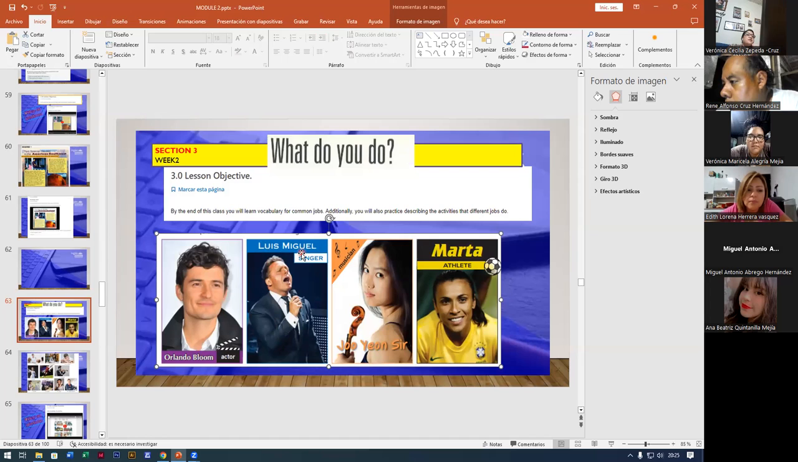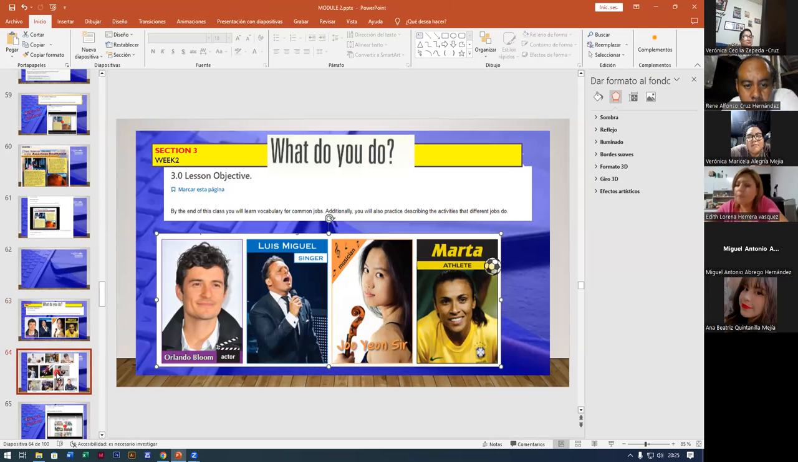What about the second one? Luis Miguel, he's a singer. What about this one? She's a musician. Very good. A musician. What about Martha? She's an athlete in general and she plays soccer. Excellent. That's good. She's an athlete. Good. Okay.